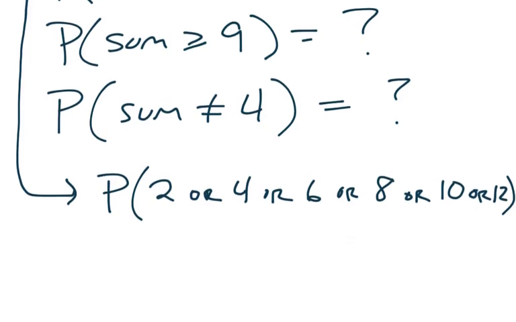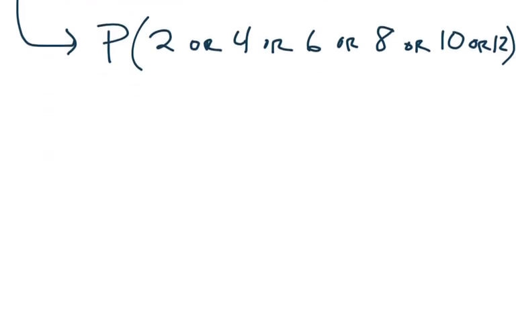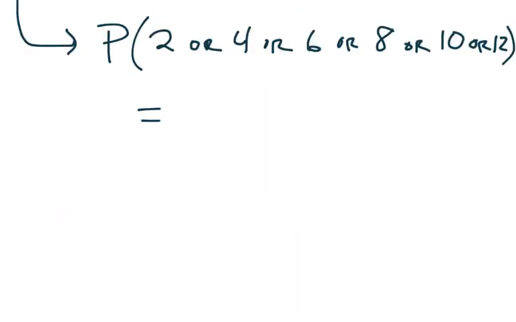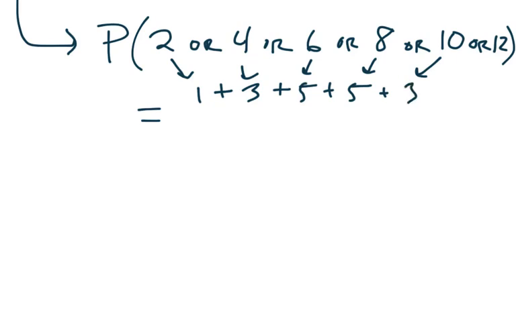That's a little cumbersome to write out, but there it is. If I jump back to my bar graph, 2 occurs 1 way, a 4 occurs 3 ways, a 6 occurs 5 ways, an 8 occurs 5 ways, and so on, right? I could do it this way. 2 occurs 1 way, 4 occurs 3 ways, 6 occurs 5 ways, 8 occurs 5 ways, 10 occurs 3 ways, 12 occurs 1 way. And again, I'm adding because of this all-important word, or.